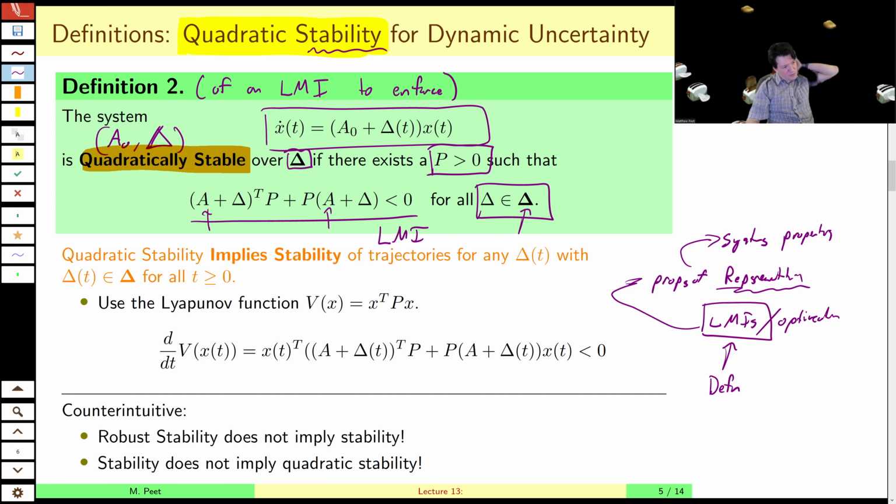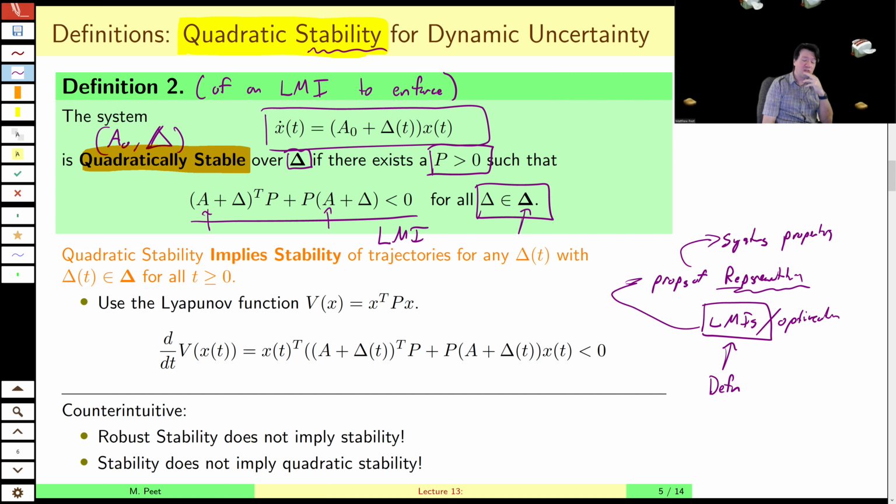So why would we label it stability? Does it actually imply any properties of the stability? Is it equivalent to any properties of the stability? Well, the answer is actually no. I mean, it implies stability if it's satisfied. But it's not necessary in any sense.